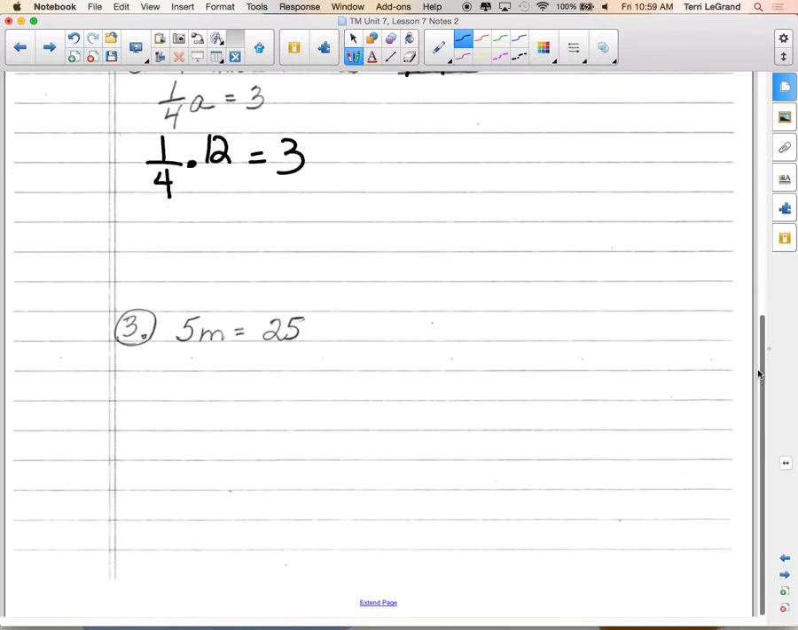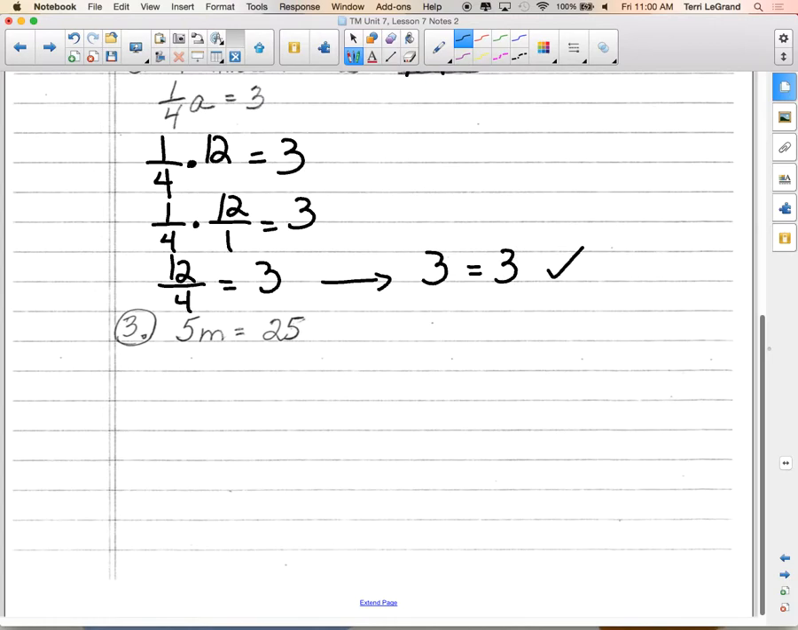Put it over 1. Okay, so 1/4 times 12 over 1 makes it a whole lot easier to do the multiplying, doesn't it? 1 times 12 upstairs is 12. 4 times 1 downstairs is 4. I didn't allow myself enough room here, so I'll just move over here because I'm not done yet. I got a 12 over 4. What's 12 divided by 4? 3. We already have an equals 3. It checks, doesn't it? We got a good answer.